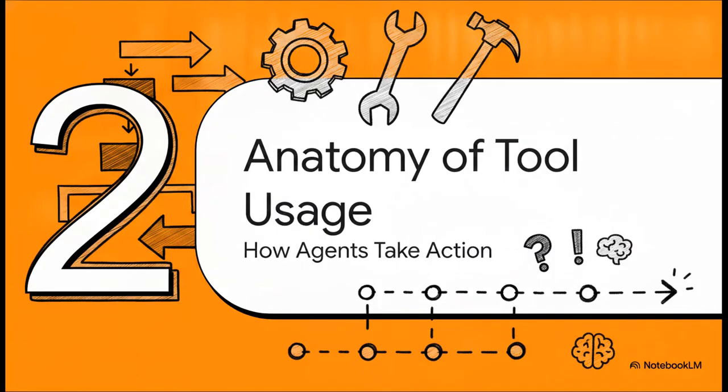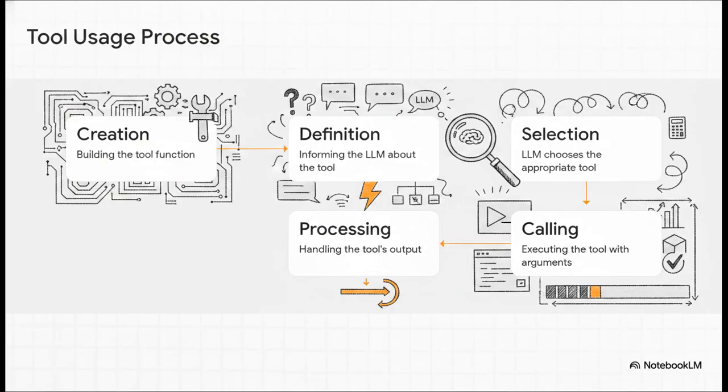Which brings us nicely to Section 2, the anatomy of tool usage. Using a tool isn't just one magic click. It's actually this highly coordinated 5-step process. It requires careful orchestration between the human developer, the LLM, and external computing systems. First, a developer has to create the tool. Then, they define it for the LLM. The LLM must then select it, call it, and finally, process the output.